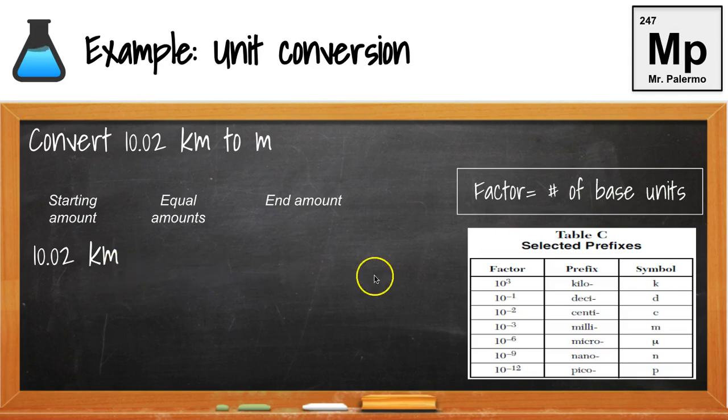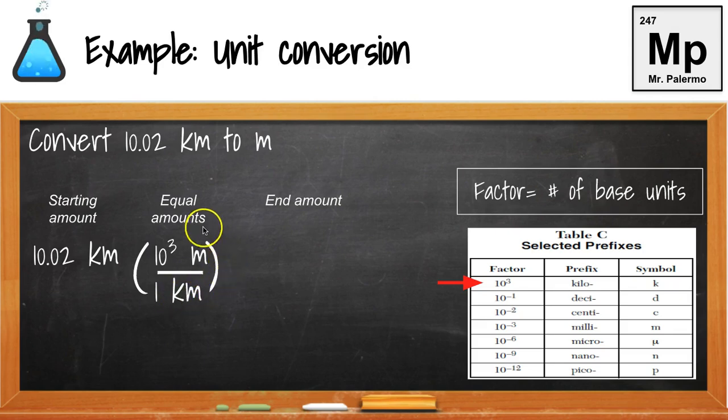The next thing we're going to do is use table C to build our conversion factor. So we're going from km, kilometers, to meters. So here is our prefix, kilo, which is equal to 10 to the third base units, in this case 10 to the third meters. So 1 kilo equals 10 to the third meters. Now you'll notice that I put 1 kilometer, the kilo, on the bottom, and I put the base unit up top. There's a method to this, and what we do is whatever's on top here has to go on the bottom in our conversion factor.